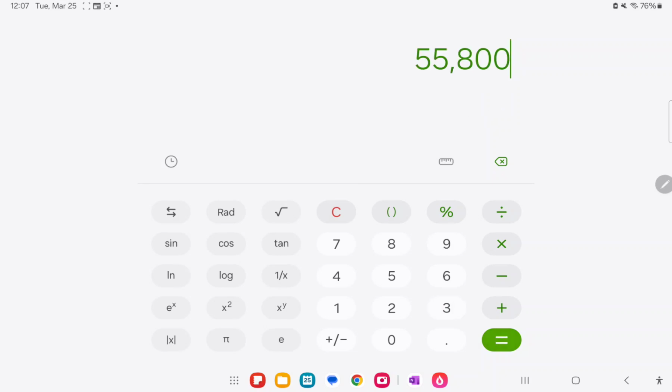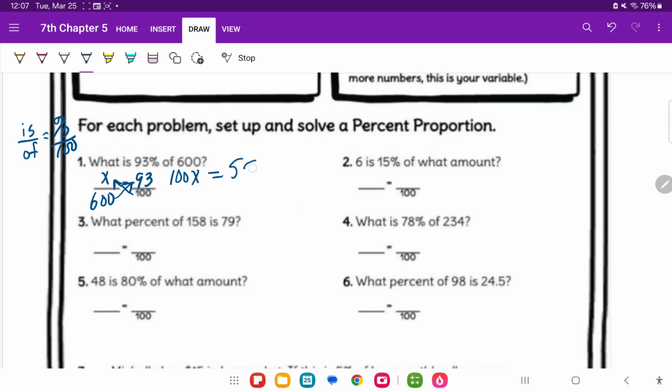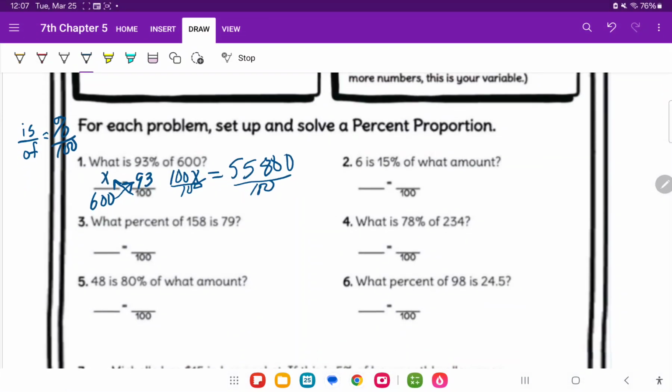And so that's going to give us 55,800. Then we'll divide by 100. All right, so we'll take that number and divide by 100. And so that's going to give us 558. All right, so x would be 558. So 558 is 93% of 600.